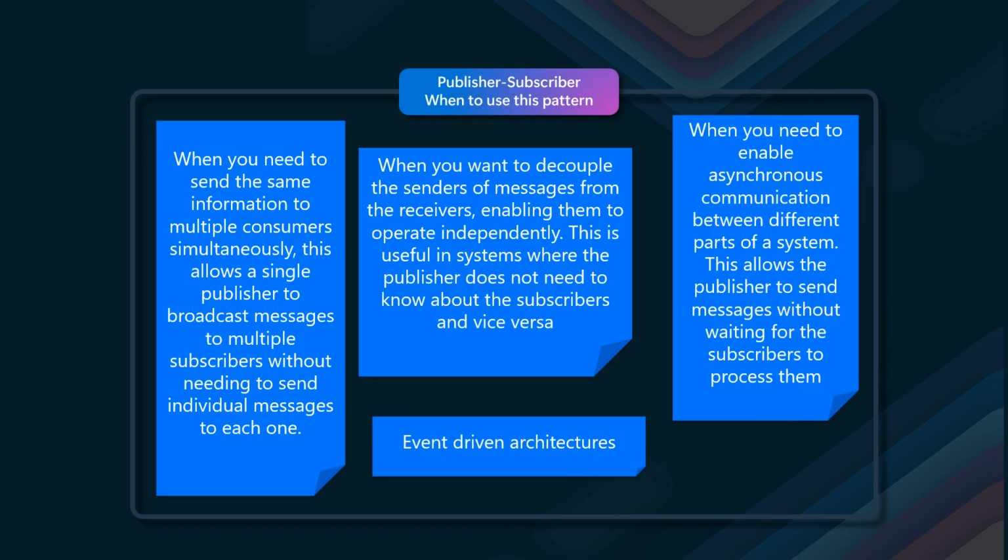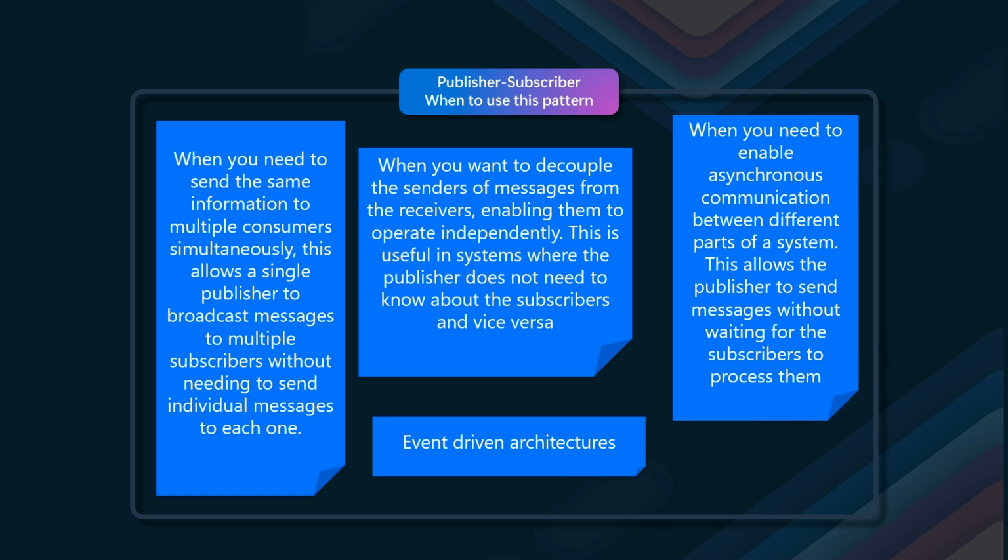So the publisher-subscriber, or pub-sub, pattern should be used in some of the following scenarios. Broadcasting information to multiple consumers. When you need to send the same information to multiple consumers simultaneously, the pub-sub pattern is ideal. This allows a single publisher to broadcast messages to multiple subscribers without needing to send individual messages to each one.